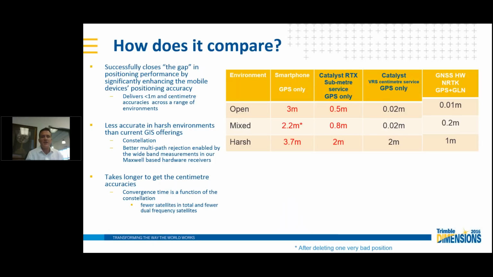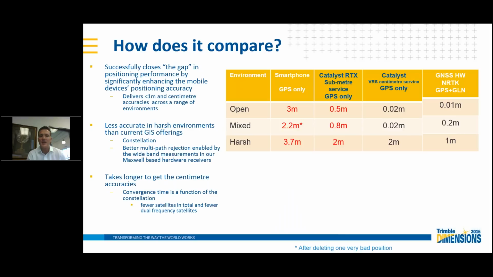So how does this sort of system compare? When I first looked at this comparison matrix here, it had 3 or 4 times the number of columns in it. So I've sort of simplified it here, but it does successfully close the gap in positioning performance by significantly enhancing the mobile device's positioning accuracy.